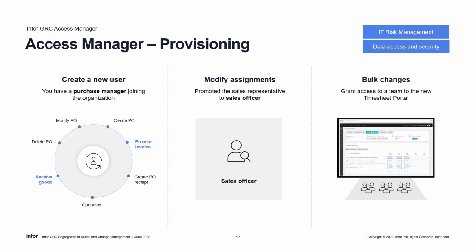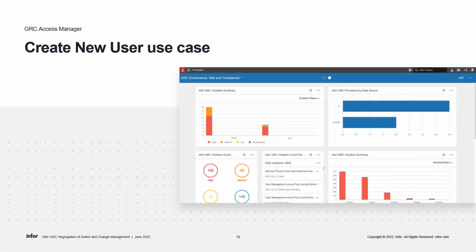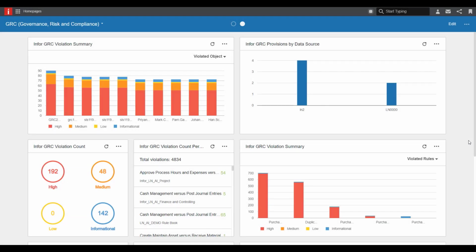Here are three typical use cases for GRC provisioning: creating a new user, modifying existing user assignment, and granting bulk access, all of which address IT risk management and data access and security. Let's see how GRC evaluates new user access. Coming into GRC lands us at my homepage, specific to me and specific to my governance, risk, and control metrics that I'd like to track.